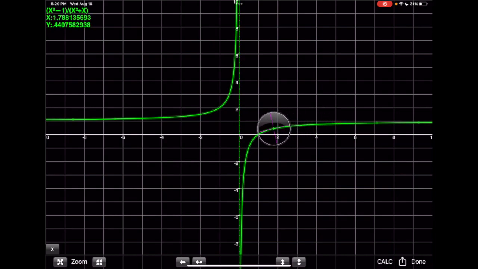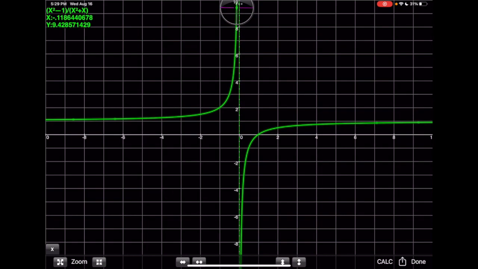And if I trace on the function here, it definitely seems like as we approach from the right-hand side, we are going down towards negative infinity. And if I approach from the left-hand side, I'm going up towards positive infinity. So we're definitely getting those kind of infinity answers and therefore a vertical asymptote. So that matches what we found on paper.